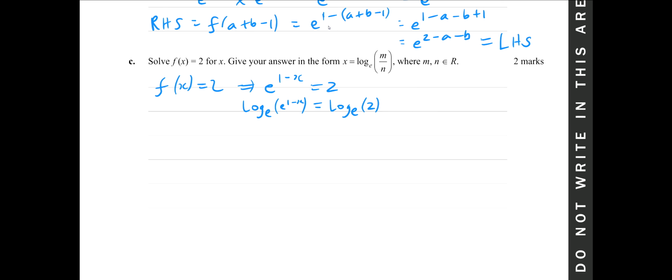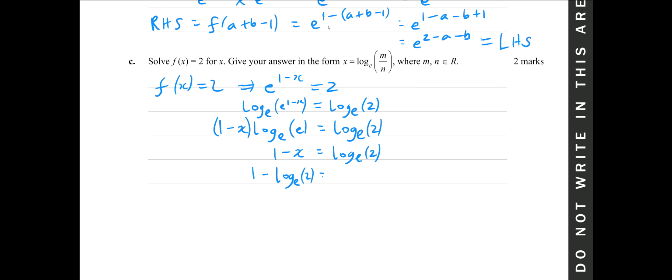Now, using our log laws, the 1 minus x will jump out the front. So (1 minus x), please use brackets for that, times log e of e is of course equal to log e of 2. Right, now log e of e, that's just 1. So what we've really got is just 1 minus x equals log e of 2. And now, using some algebra, we can take x to the right and log e of 2 to the left. So we have 1 minus log e of 2 is equal to x. So we've got the value of x. However, it's not in the form that we require.